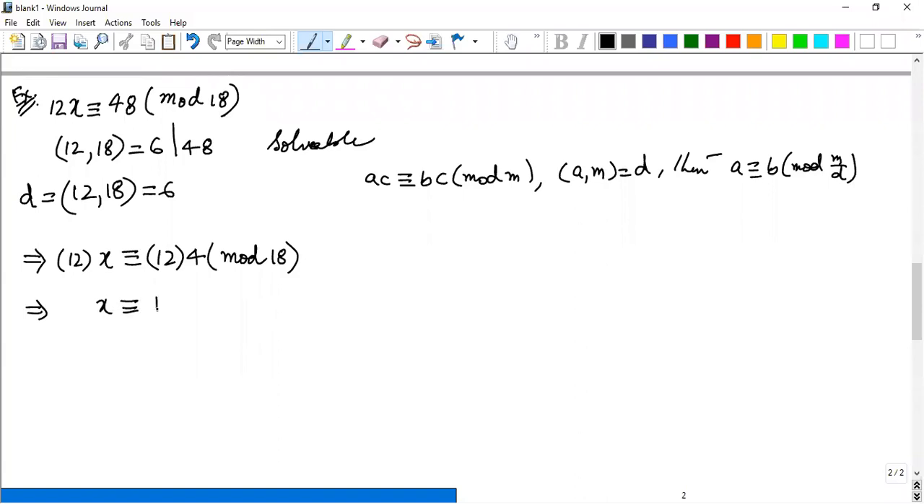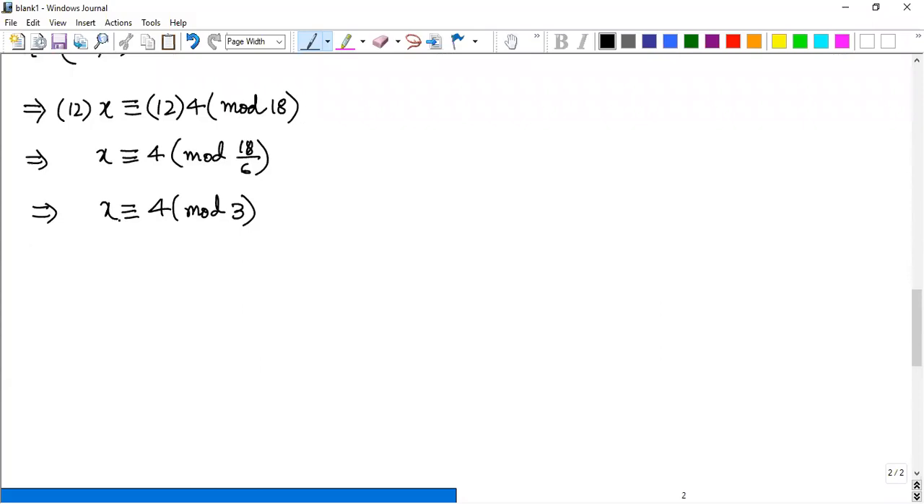But in that case, we have to write 18 divided by 6. So X is congruent to 4 modulo 18 by 6, which is 3. So X is congruent to 4 modulo 3. Because we are in modulo 3, X is congruent to 1 modulo 3, because 4 is greater than 3, so we can write 1 as the remainder.